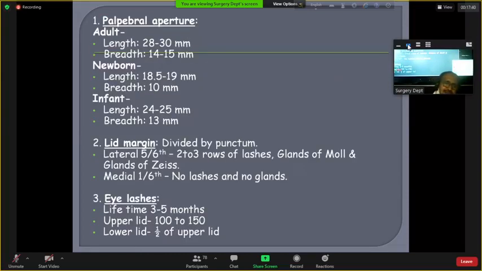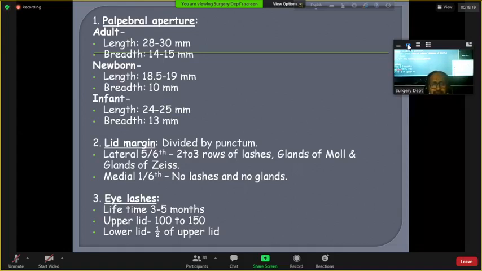Palpebral aperture. The aperture, the space between the two lids, is called the palpebral aperture, or interpalpebral fissure. In adults, it is usually larger in the female than male. Length 28 to 30 millimeter, breadth 14 to 15 millimeter, newborn 18.5 to 19.